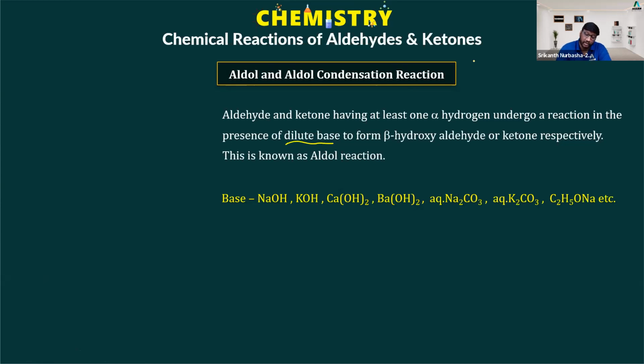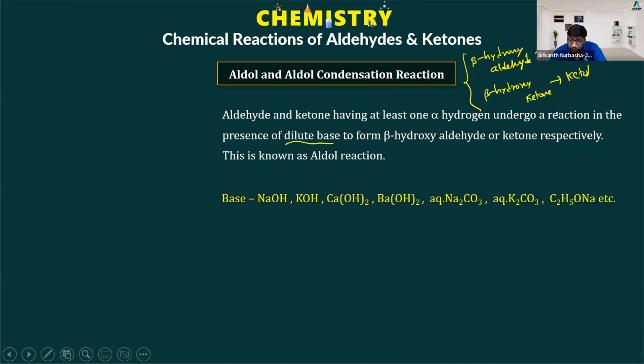You can write down here: beta hydroxyaldehyde is aldol, beta hydroxy ketone is ketol. Understand this point carefully. Aldehydes and ketones having at least one alpha hydrogen undergo a reaction in the presence of a dilute base to form beta hydroxyaldehyde or ketone. Beta hydroxyaldehyde is said to be aldol. Beta hydroxyketone is said to be ketol.